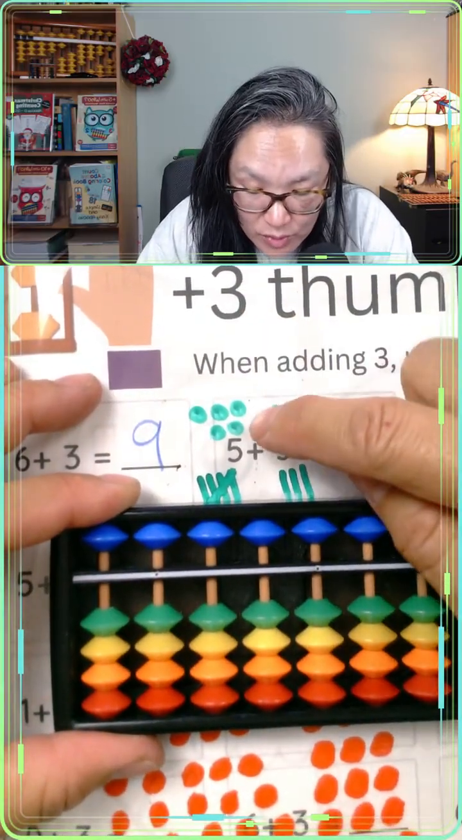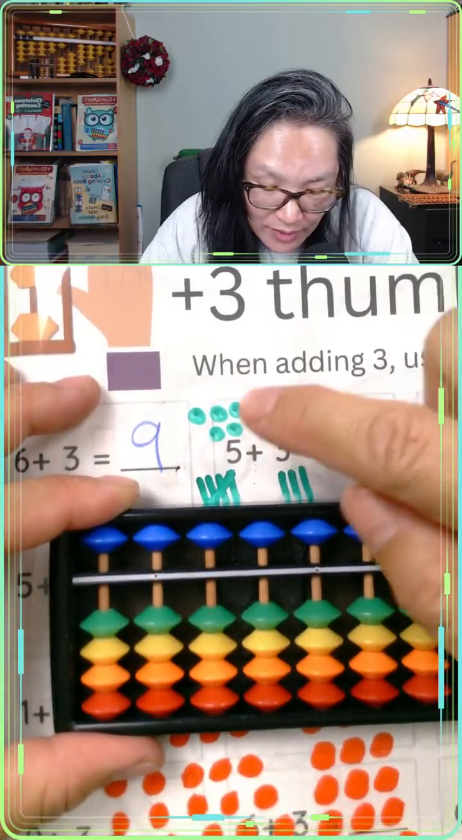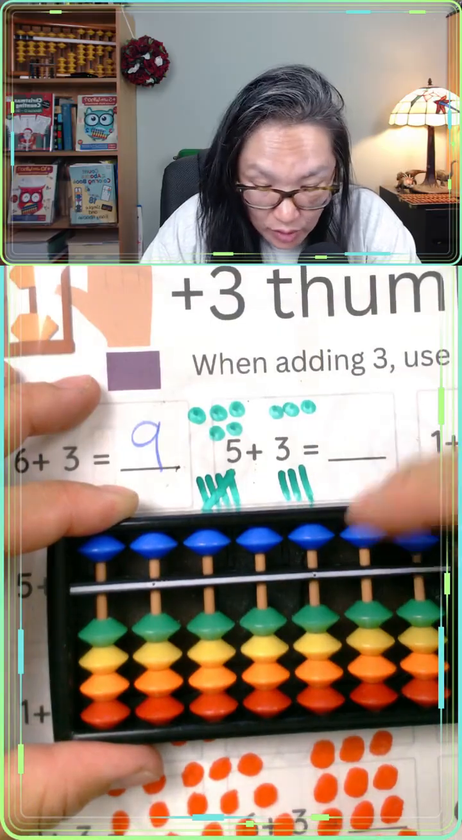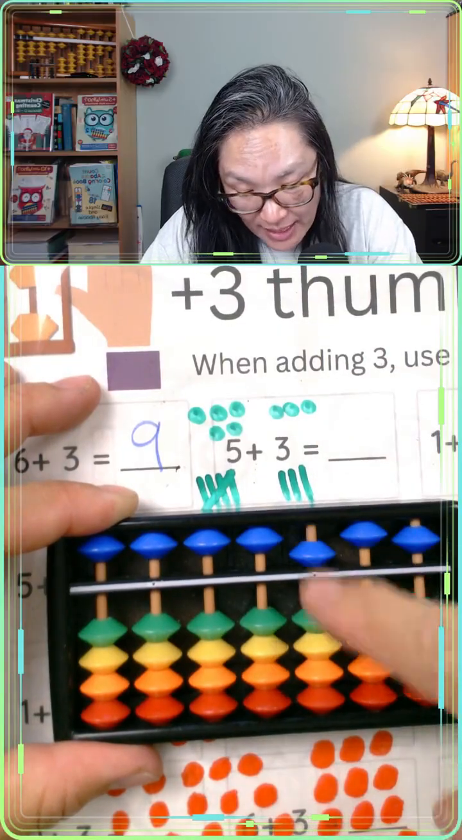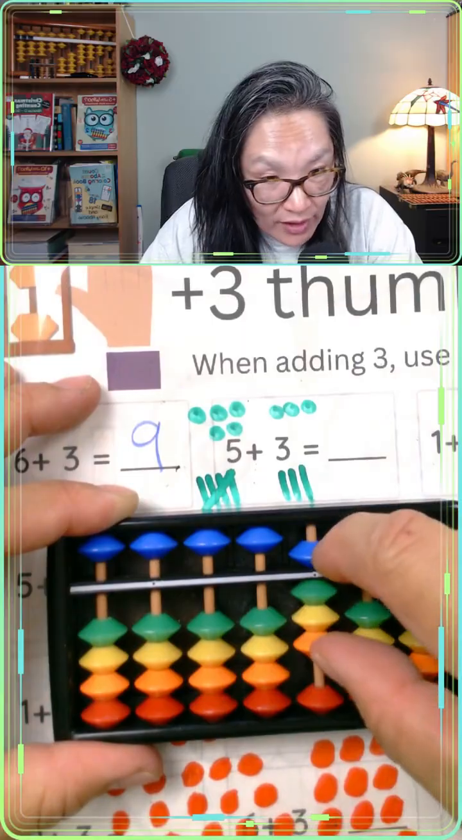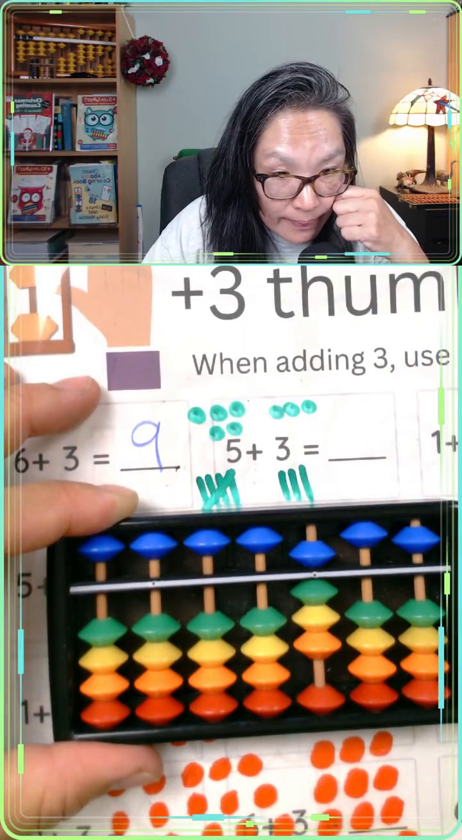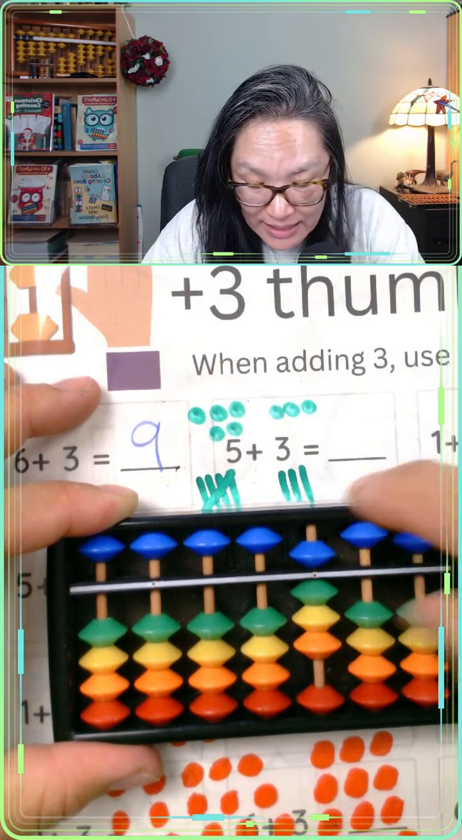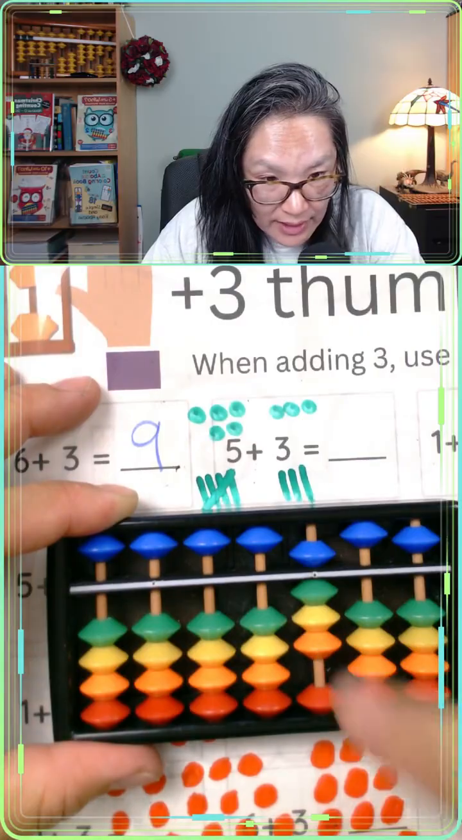So in mainstream school, in mainstream math, in public school, they teach you how to use the dots. You could use the dots, that's fine. Or what I do is I use my abacus. I add the 5, I add the 3. And then my final answer is, hold on, CCTX. So my final answer is 8. 5, 6, 7, 8. Okay.